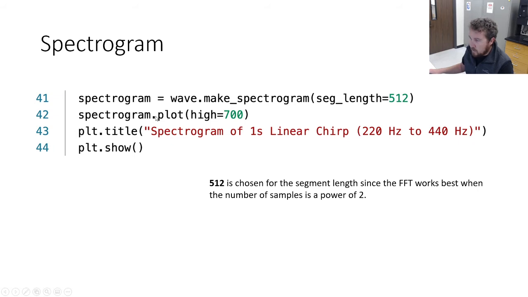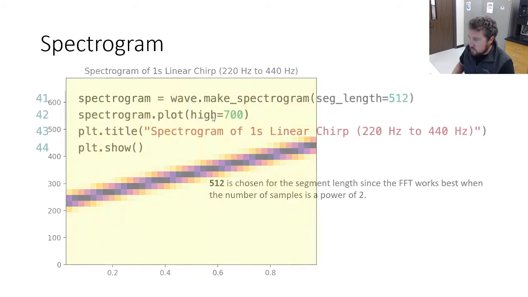And then we're going to plot. Here we define high as 700 because remember that if we go all the way back, our default frame rate for our wave class is 11,025 hertz, right? Which means that we would have up to 5,000 hertz, so 5 kilohertz would be our top line. That's our folding frequency. But our signal only goes from 200 to 400, so we do 700 just to cap it off at a place.